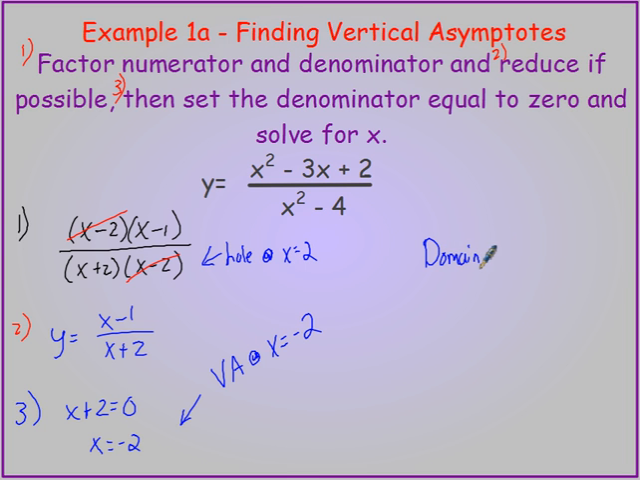How does that affect my domain? Because what do these represent? What it can't be. I can never plug in 2 or negative 2. Does everybody see that? No matter what, if I plug in 2 here, 2 squared is 4. 4 minus 4 is 0. If I plug in negative 2, squared is 4. 4 minus 4 is 0. So I can't plug either one of them in.